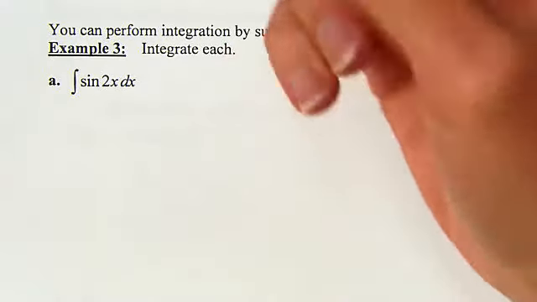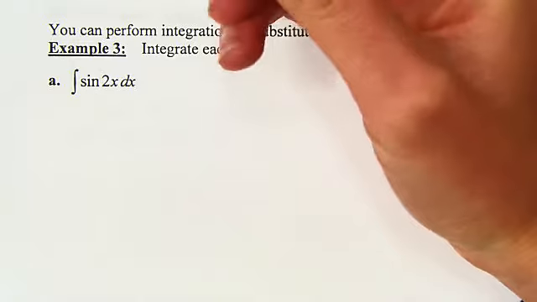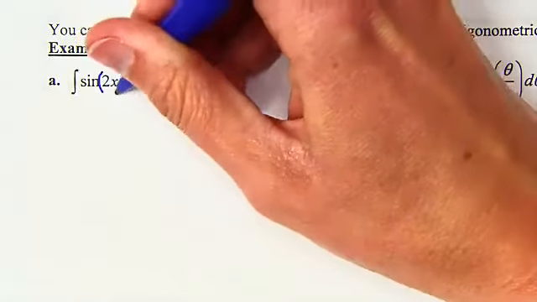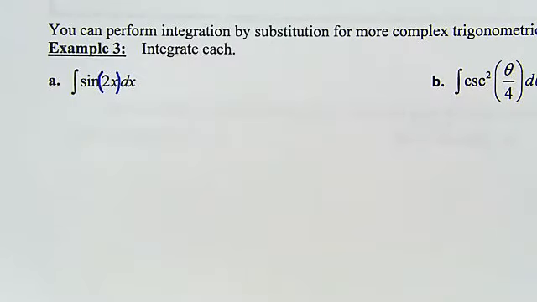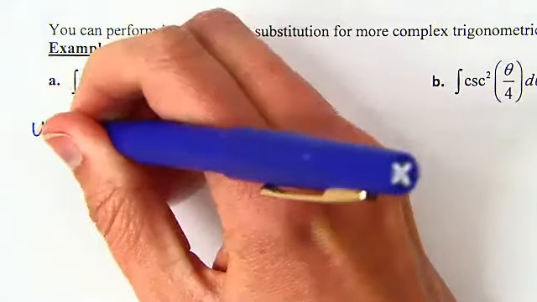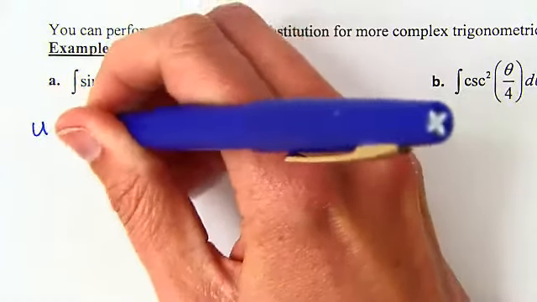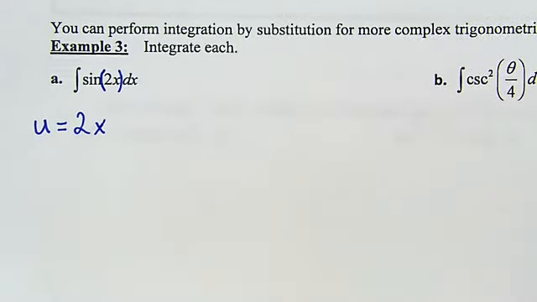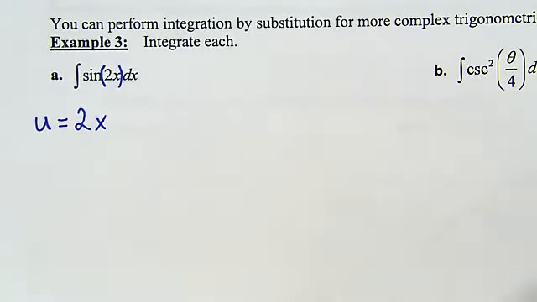Sometimes it can be a little bit difficult seeing our inside function, but what I can do is just put parentheses around this 2x just to really show that that is sine of 2x. So hopefully here we're then able to see that that inner function is going to be 2x. So we're going to set U to equal 2x. So U is that inside equation or inside function.